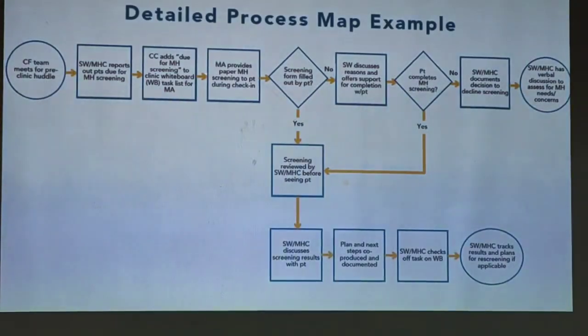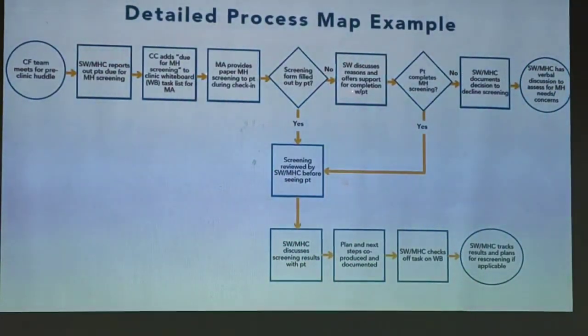Somebody comes to clinic, we're trying to decide if they're eligible. The social worker or mental health care person reports that they're going to need screening. They add them to a board. They provide the screening form to the patient, okay? We've gotten this far. Well, now what happens? The patient has a choice, right? Either I complete it or I don't. So if they complete it, great. Then the screening is reviewed by the mental health care worker, and then they move forward in their documentation.